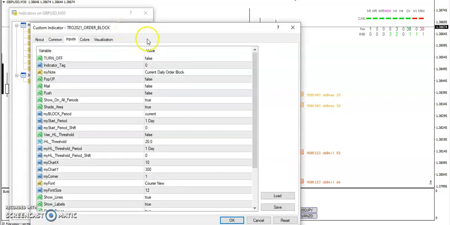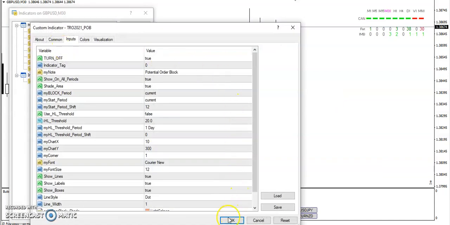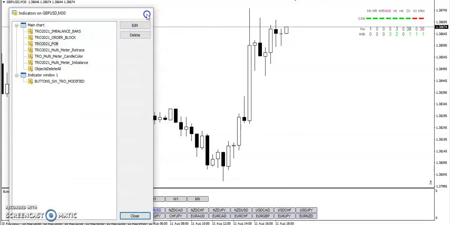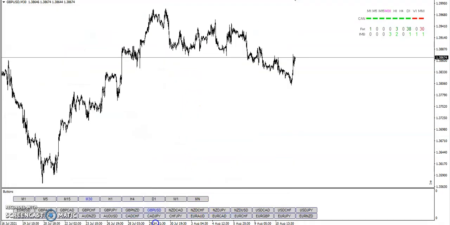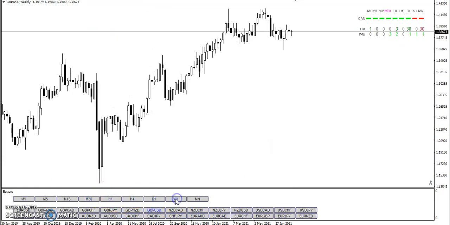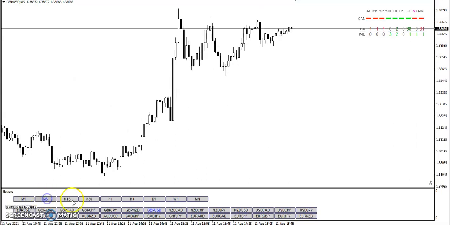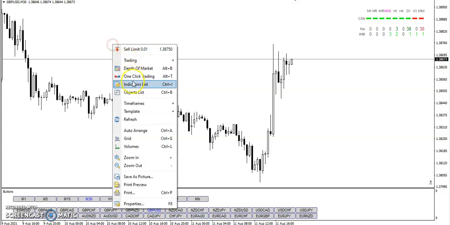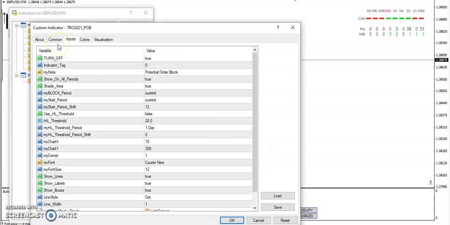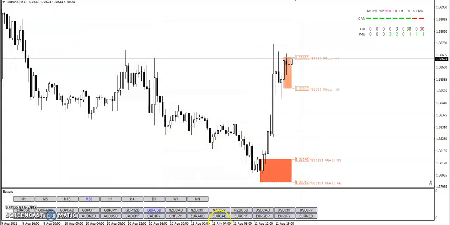Now, what I also did was I created what I call the potential order block indicator. And let's see, we don't have any at that price. Wait, let me just double check something. Potential order block, turn off should be false, not true. And here we go.